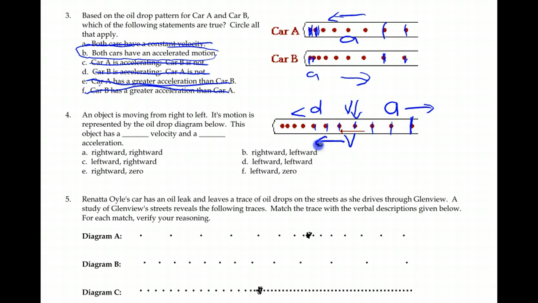So velocity is to the left, acceleration is to the right. So it has a leftward velocity and a rightward acceleration. Now, neither of those is 0. Perhaps the velocity is 0 here at the end, but we can't say that during the entire motion. So it's leftward and rightward. Motion to the left, acceleration to the right.